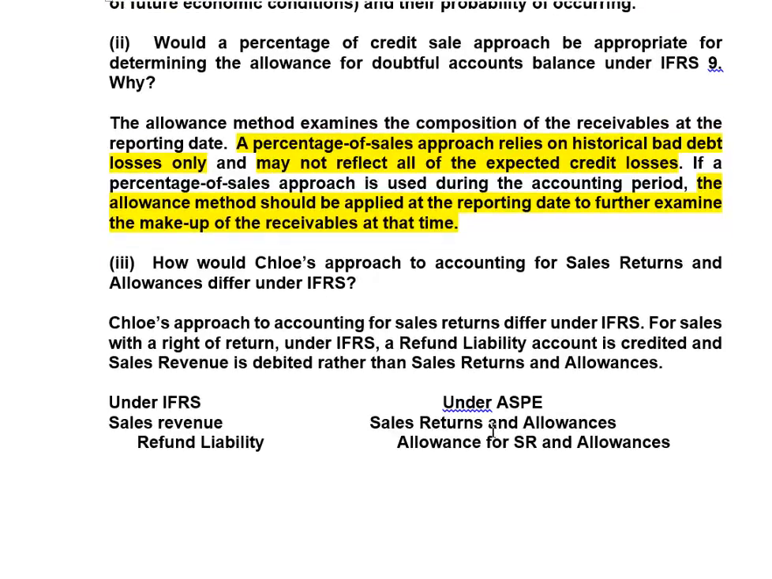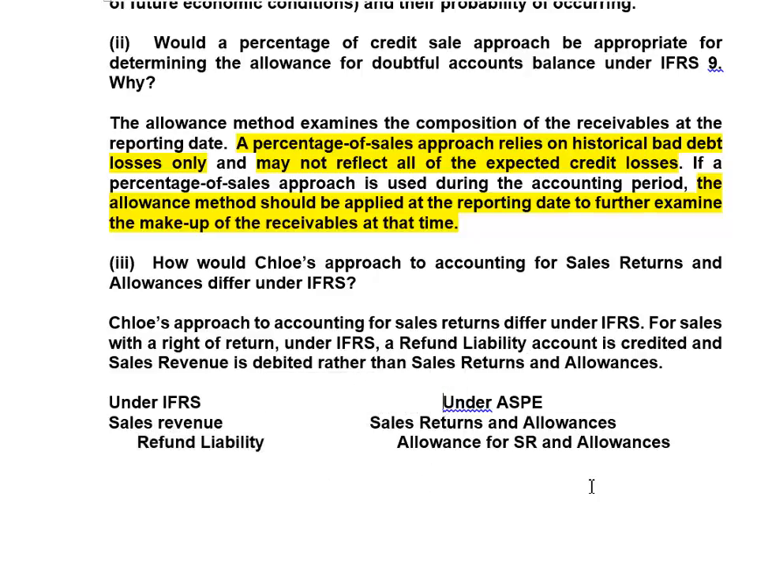Now, the third part of the question says, how would Chloe's approach to accounting for sales returns and allowances differ under IFRS? Well, again, you'll remember we talked about this. Under IFRS, if you look just here on the left, when we have a sales return, we would debit sales revenue directly and record a refund liability, which is a current liability on the company's balance sheet. So in this case, we're estimating in both cases how much we believe are likely of being returned. So under IFRS, if there was a likelihood that you're going to have to refund a customer, they consider that a liability.